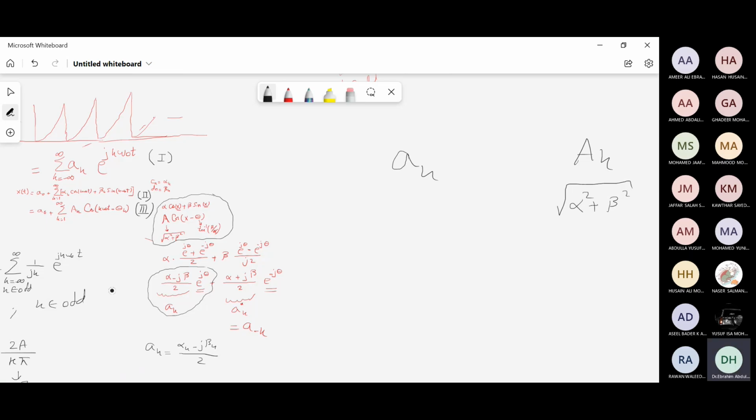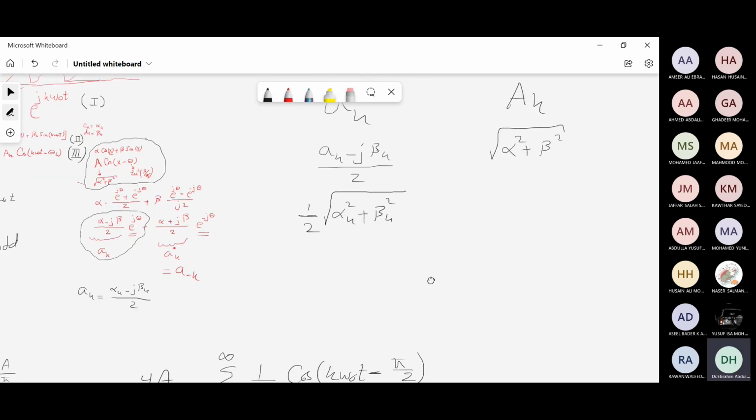Then alpha k small is equal to a_k minus j beta k, divided by 2. Now what is the magnitude of this one? Put it in polar. If you put it in polar, then it's equal to half the square root of alpha k squared plus beta k squared, the magnitude. Okay, what is the relation between these two? This part is equal to a_k.